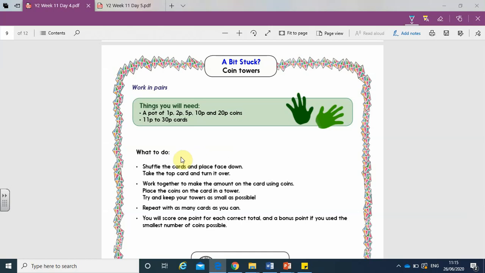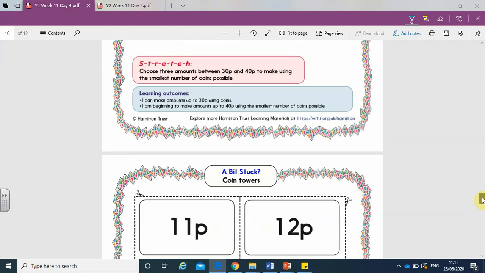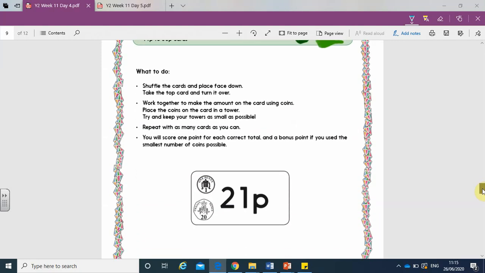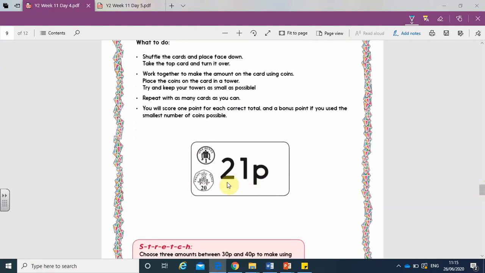Use these as a fun activity. Things you'll need: some coins if you've got them. If not, just draw them on a bit of paper. 11 pence to 30 pence cards, and they're here. Shuffle the cards face down, take the top card and turn it over. Work together to make the amount on the card using coins. Place coins on the card in a tower. Try and keep them as small as possible. So this is using as few as possible. So they've partitioned it maybe to a 20 pence and a 1 pence.